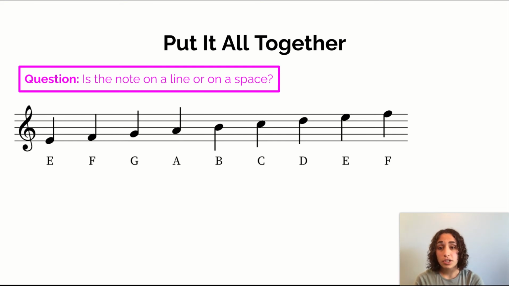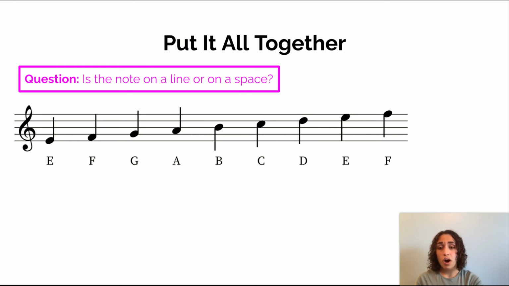So now the question is, how do we figure out which mnemonic device to use? Because we have one for the lines and one for the spaces. So the first question you have to ask is, is this note on a line or on a space? Then you'll know which way to go. So let's, for example, take this note here. We know it's an A because it says underneath, but how do we know? Is it on a line or on a space?